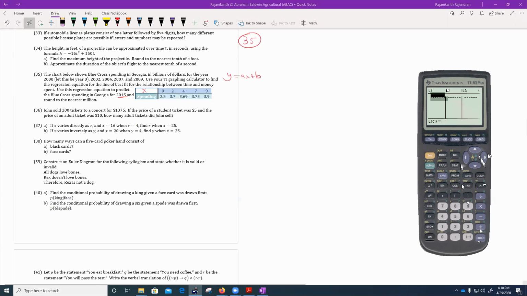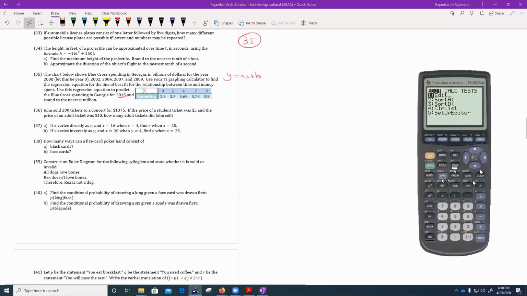Okay. So my x values are 0, 2, 4, 7, and 9, and my y values are 2.5, 3.7, 3.69, or 3.73, and 3.9. Okay. Now we need to find the linear regression best fitting line.